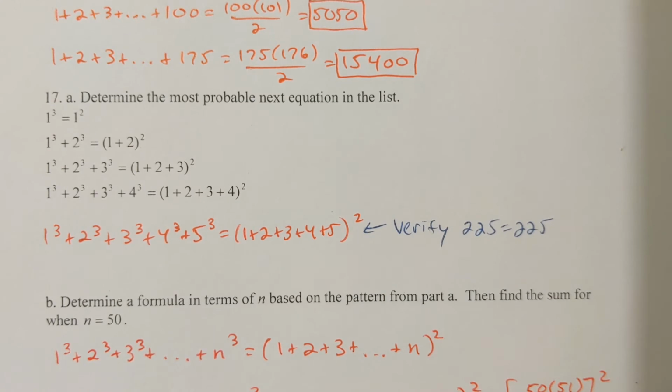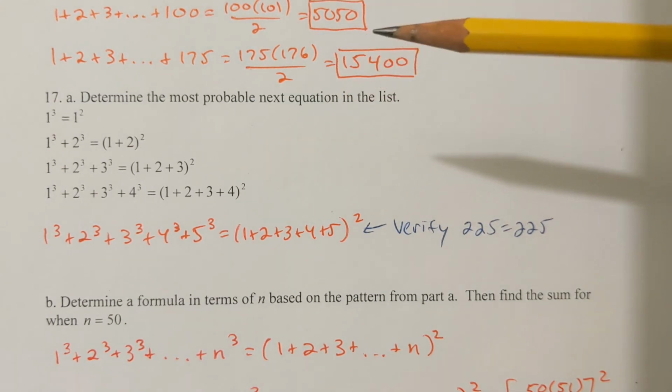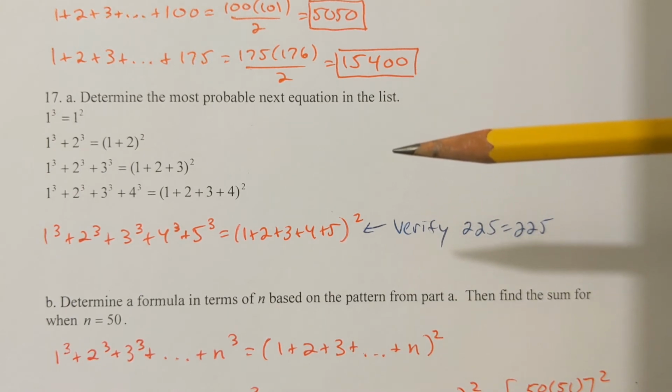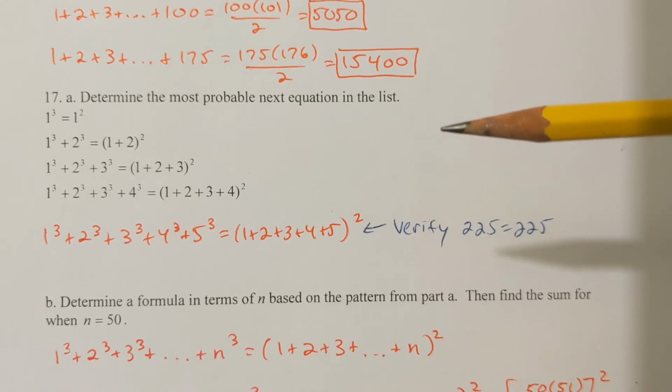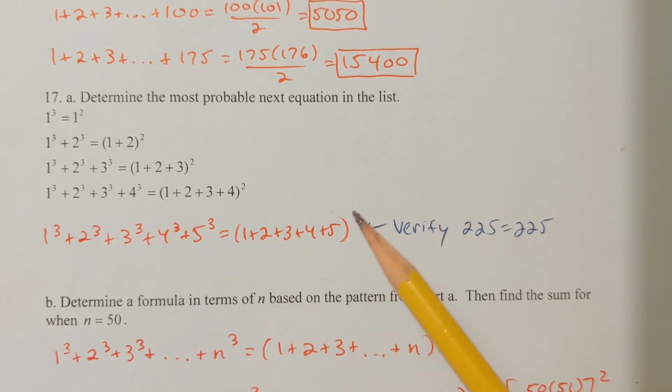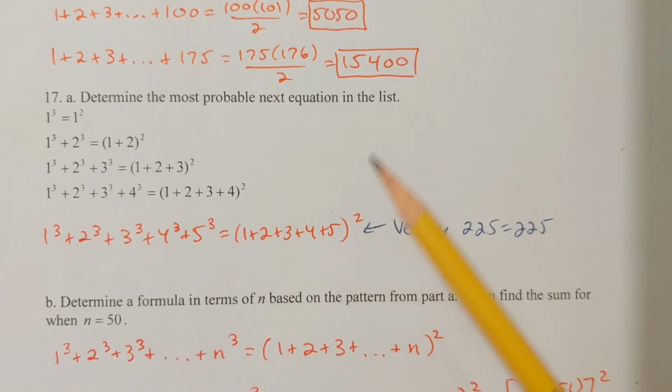Now of course, one thing that I want to do here, whenever I'm determining the next most probable equation, we were doing a little bit of this in the last section, is of course make sure that your answer is correct. Okay, so you don't want 225 to equal some other number. Because that obviously is not correct.